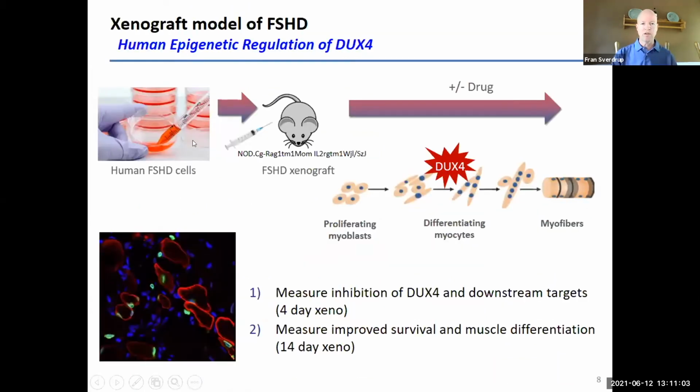So this is what it looks like in the lab. We grow up large number of cells. We injure an immunodeficient strain of mice. We injure their muscle and inject the human cells at the same time. Those cells, which were proliferating myoblasts, start differentiating into myotubes and myofibers, and during that process, DUX4 is turned on.